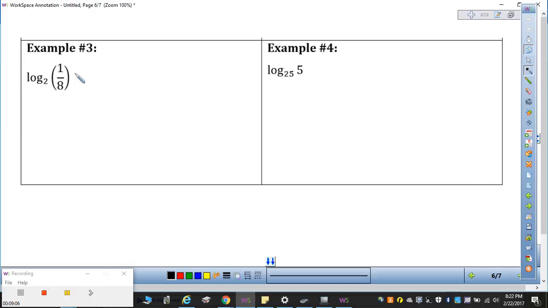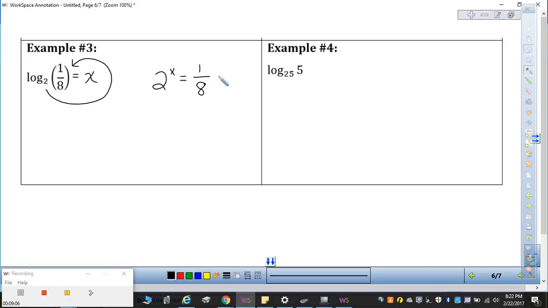Alright, let's try the next one. Same idea. We'll start by setting this equal to x. We'll do our loop to get it into exponential form. Alright, so we have a base of 2 on the left side. It would be nice if we could get a base of 2 on the right side.